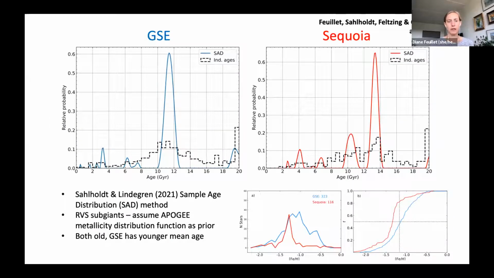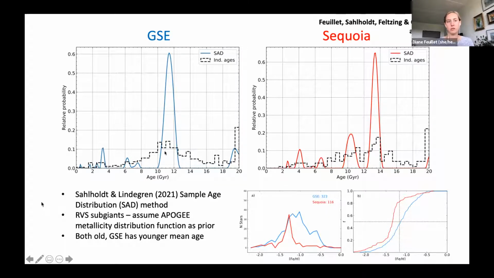So to try to get a little bit more precise with our ages, we applied the Sahlholdt and Lindegren 2021 sample age distribution method that Christian talked about yesterday to these Gaia RVS stars. And so since the RVS sample doesn't have metallicities on its own, we assumed basically a metallicity distribution function as a prior, which we got from our APOGEE sample of stars selected kinematically in exactly the same way. And so the APOGEE sample has quite good metallicities, and those distributions are shown here. And basically we just use these as a prior and apply that to the sample of subgiant stars from the RVS sample. And so here we find that basically the sample age distribution, as Christian demonstrated yesterday, gives you a much narrower and precise idea of what the mean age of these stars are.